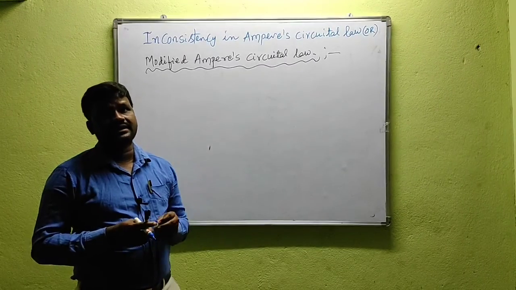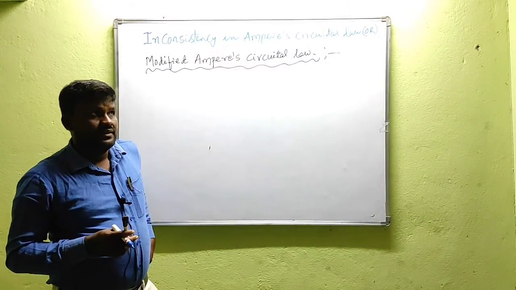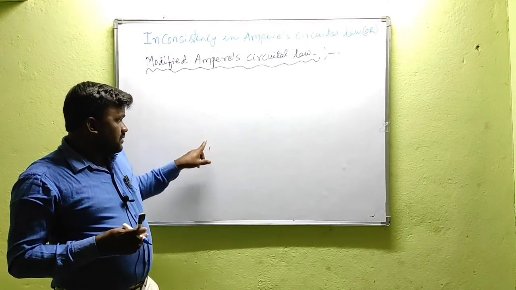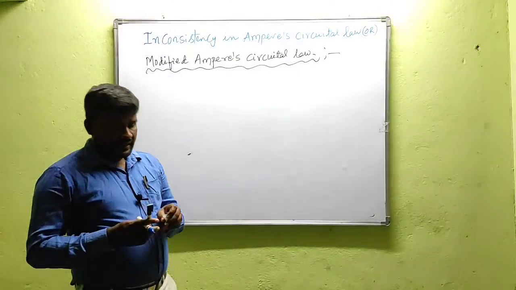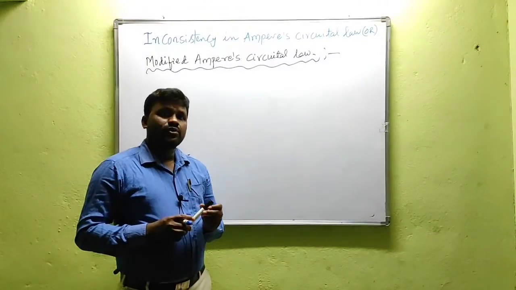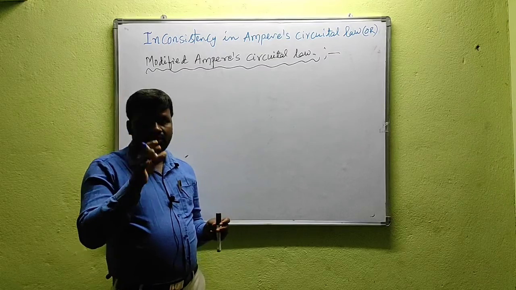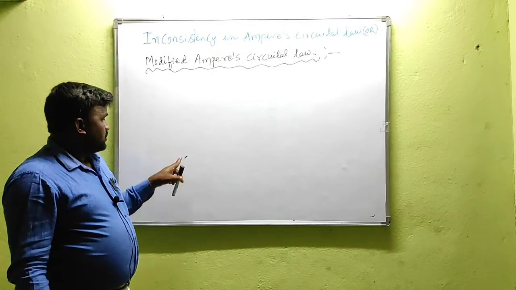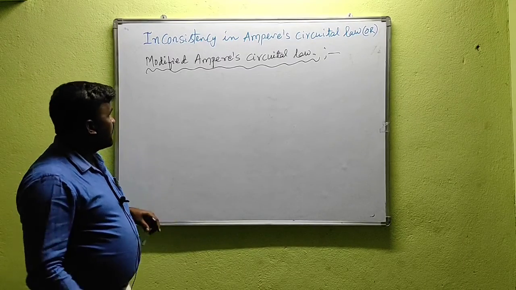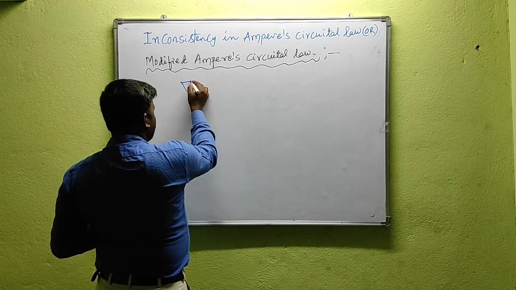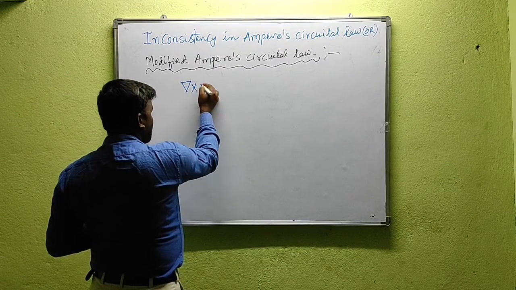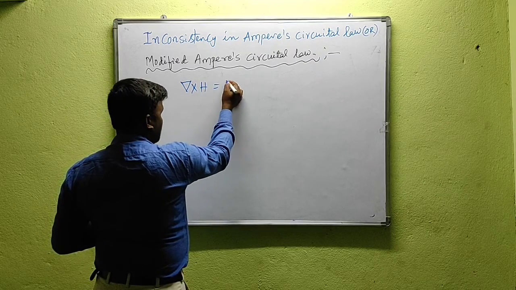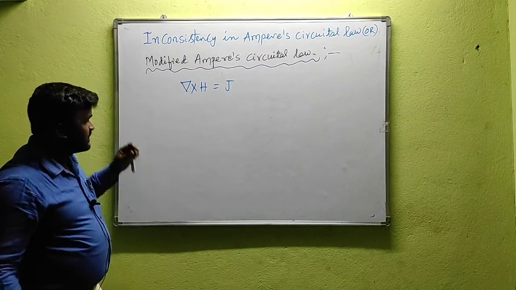In last class we discussed Ampere's circuit law. What is Ampere's circuit law? The line integral of magnetic field intensity around a closed path is equal to the current enclosed by that path only. So from that we derived what? Del cross H equal to J. Now let us apply divergence on both sides.